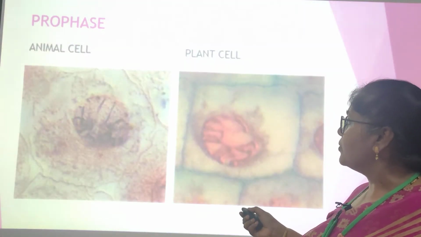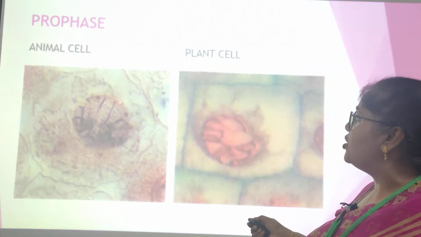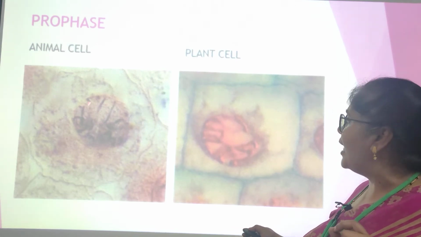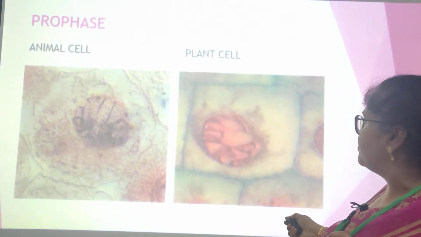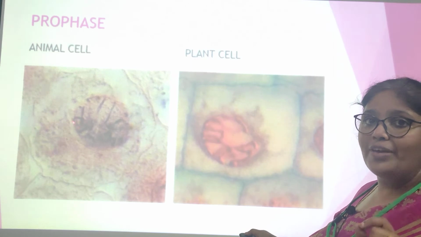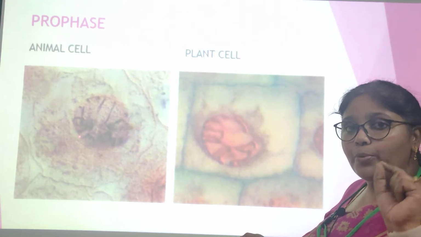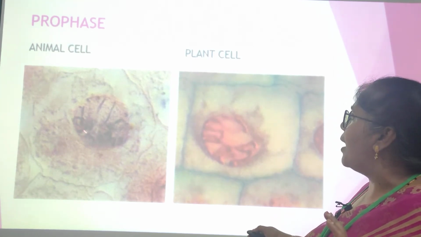Next stage. This is how the prophase stage looks under the microscope in an animal cell and a plant cell. The difference between how a photomicrograph of a prophase stage looks under the microscope.